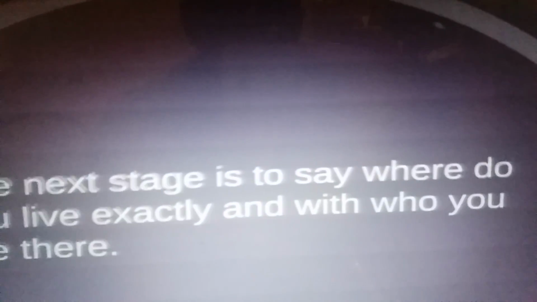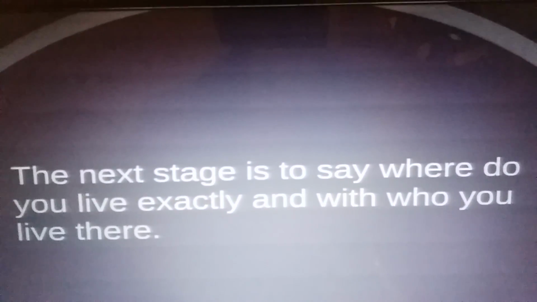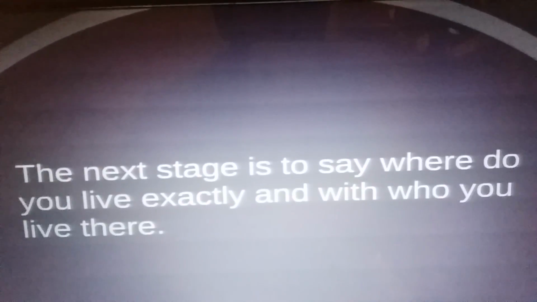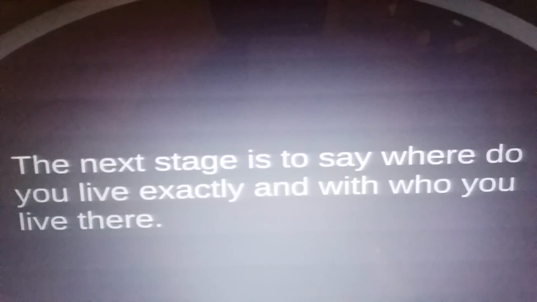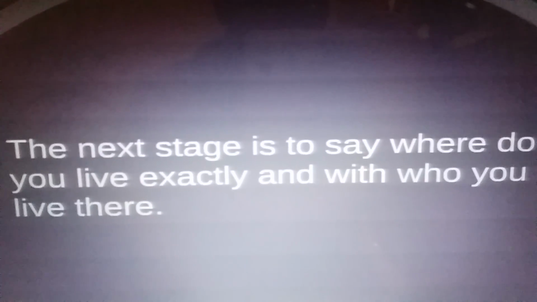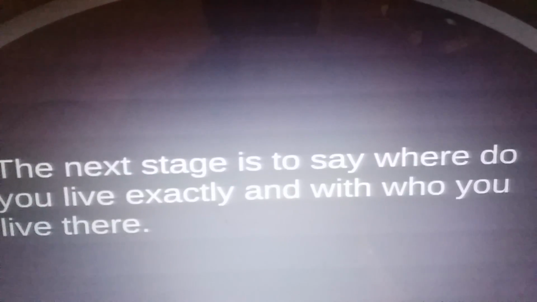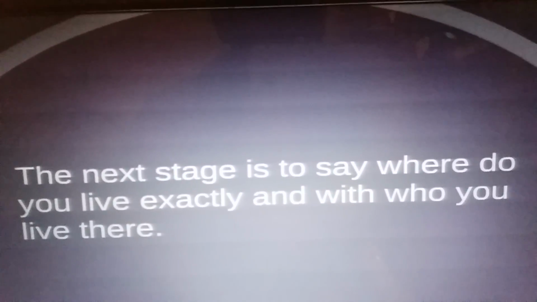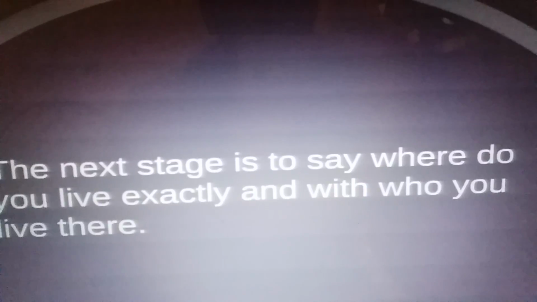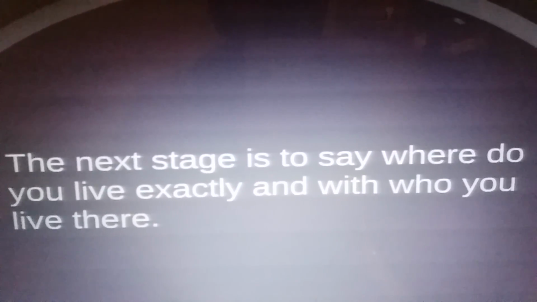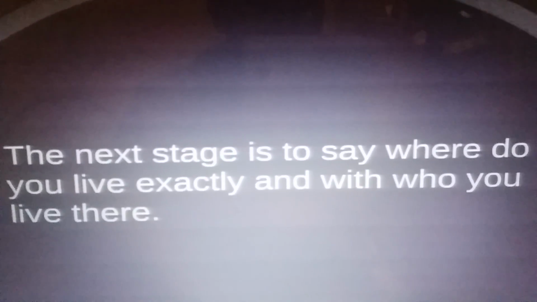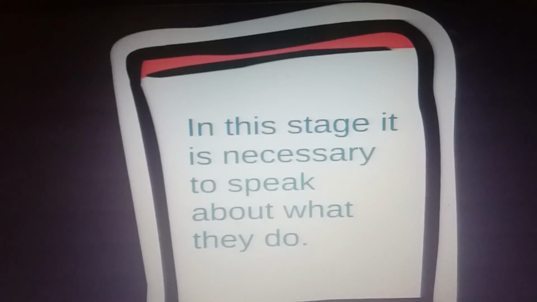The next stage is to say where you live exactly and with whom you live there. For example, I live in Bogota. I'm from Colombia, but I live in Bogota. And with whom do I live there? I live there with my mother, with my parents, with my father. Okay, this is the idea.